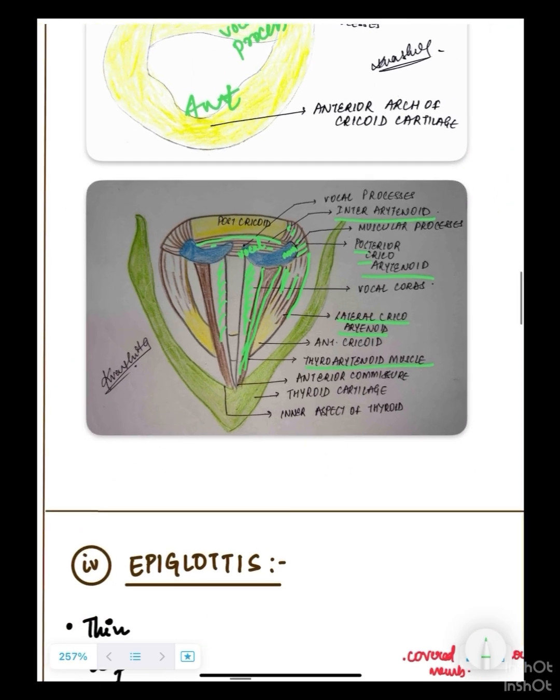These are the muscles which we'll talk about in detail later. You just need to see why it is called muscular process and vocal process. That's why I have given this orientation.